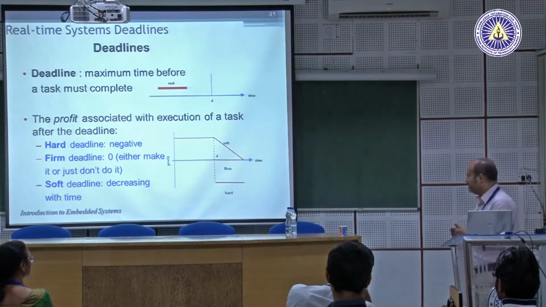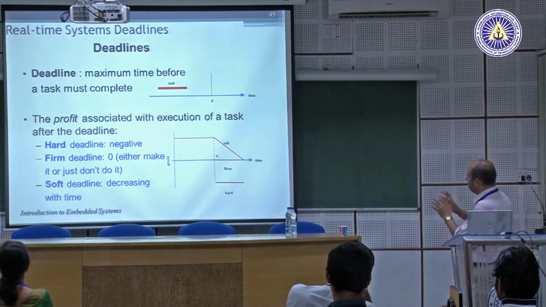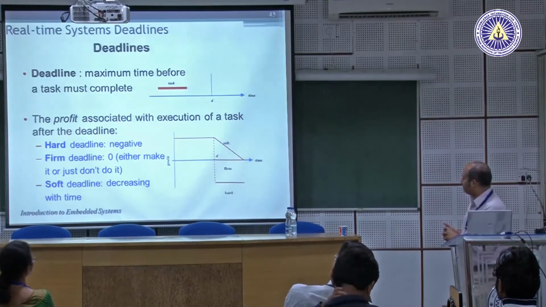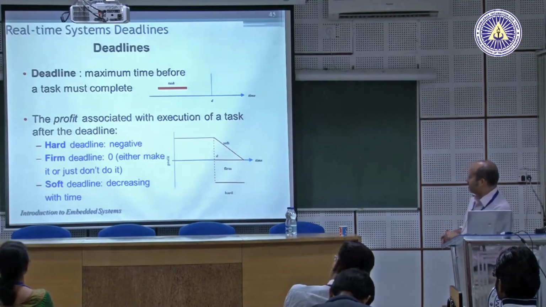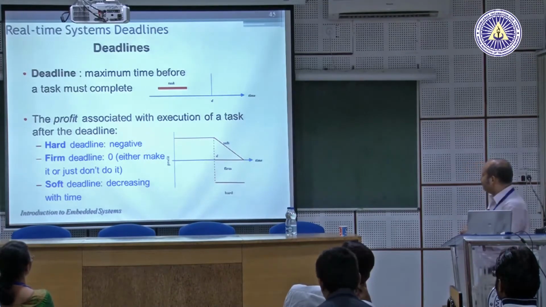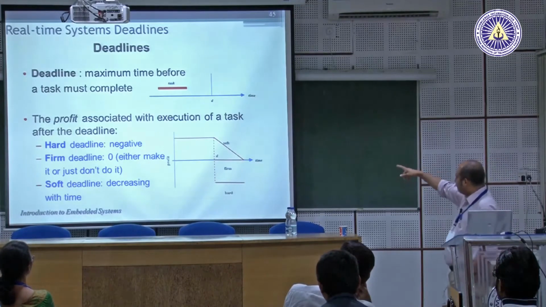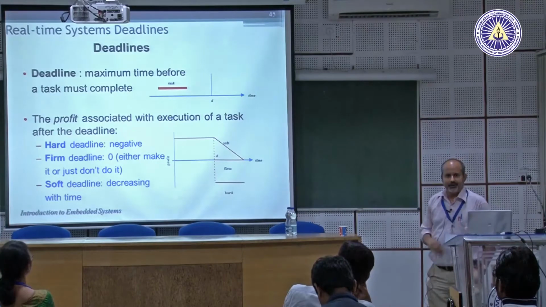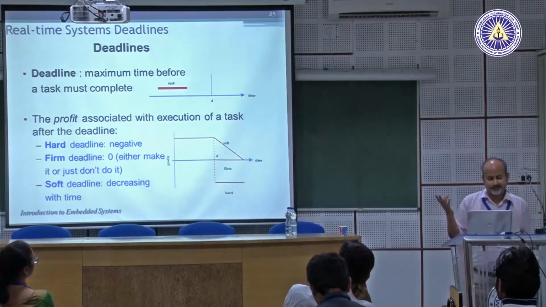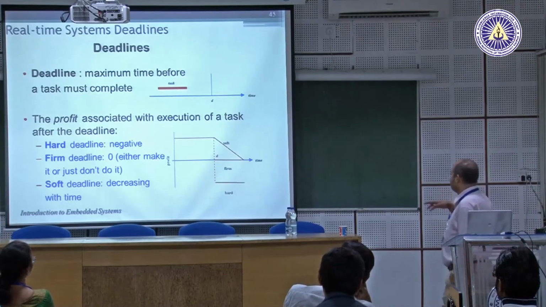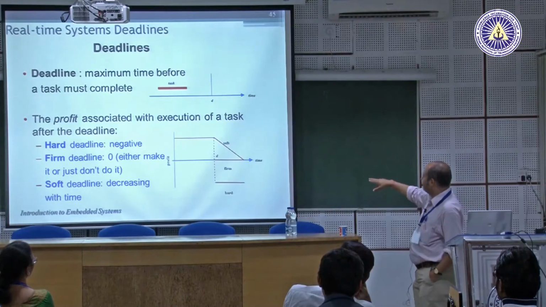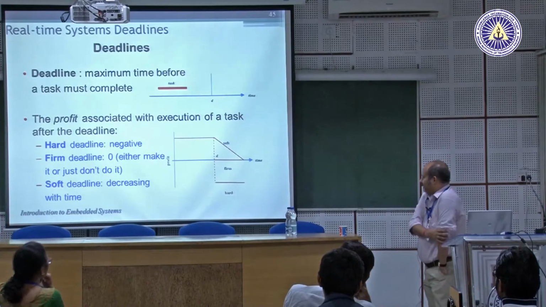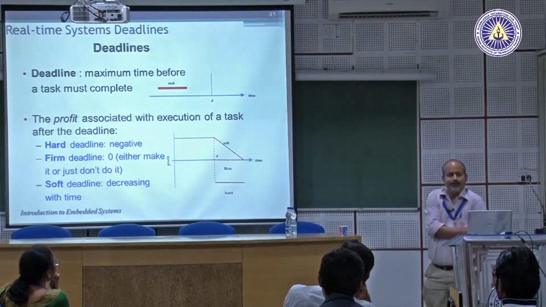And here is just a simple picture that shows what a soft, hard, and firm deadline is. In a hard deadline, if you miss the deadline, at this point your profit or utility is negative, because you probably harm the system. A firm deadline is where your utility goes to 0, which means that if you don't make it, then don't do it.